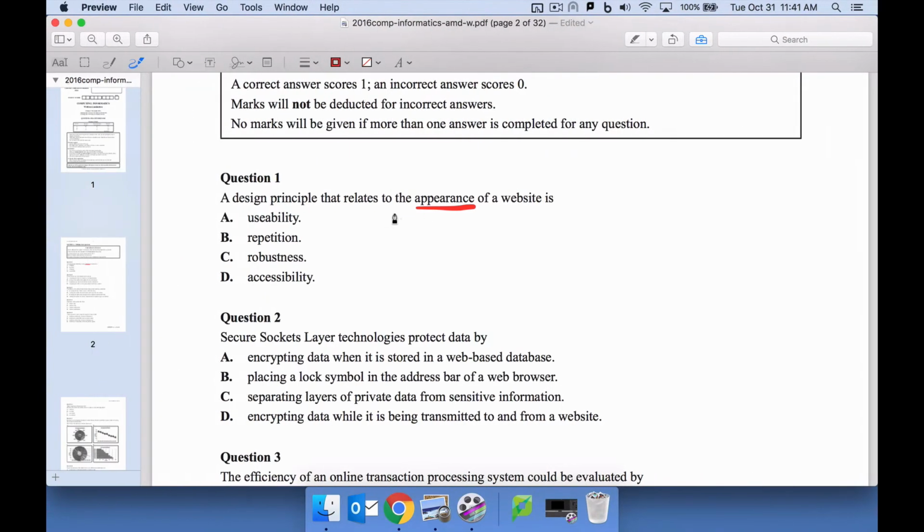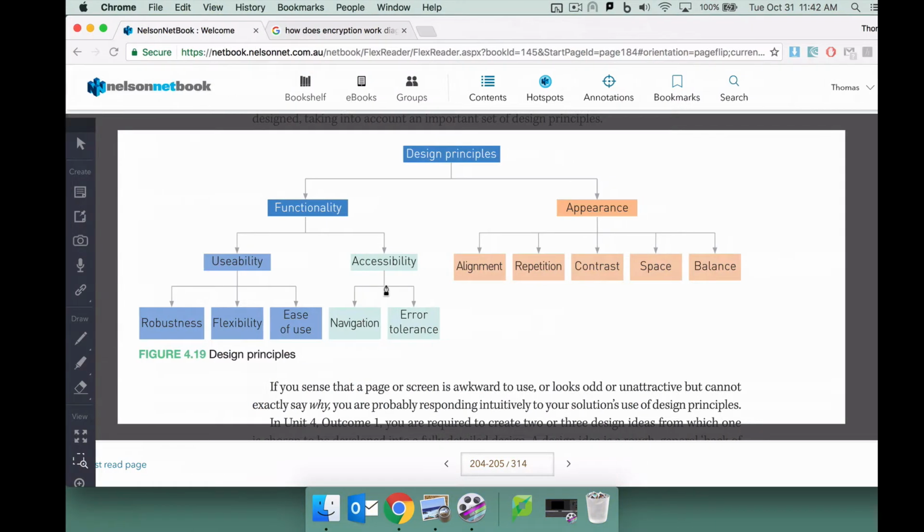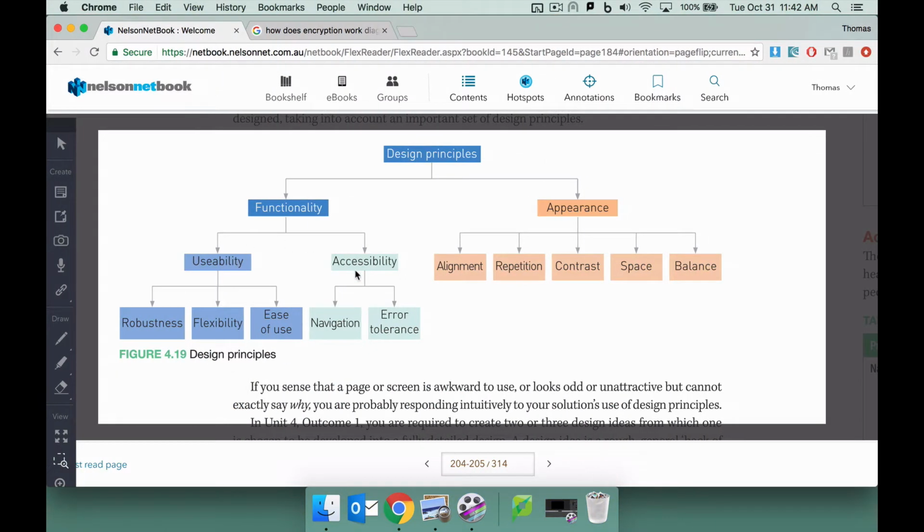So going back to here, usability comes under functionality, so it can't be that. Repetition is an appearance element, so we'll leave that as an if for the time being, but that's definitely an appearance principle or element. Robustness is not, that is under functionality, and accessibility comes under functionality as well. So if we check that, usability, accessibility, and robustness are all under functionality.